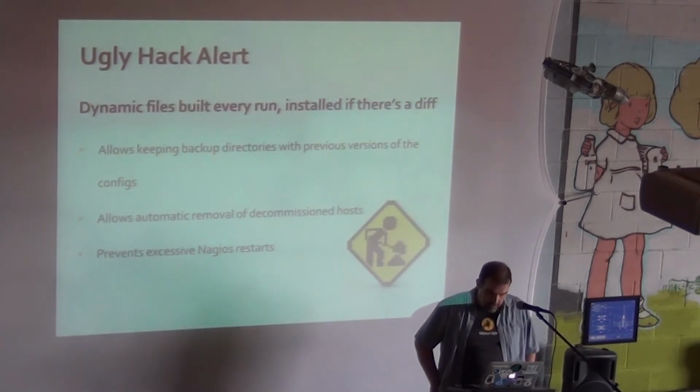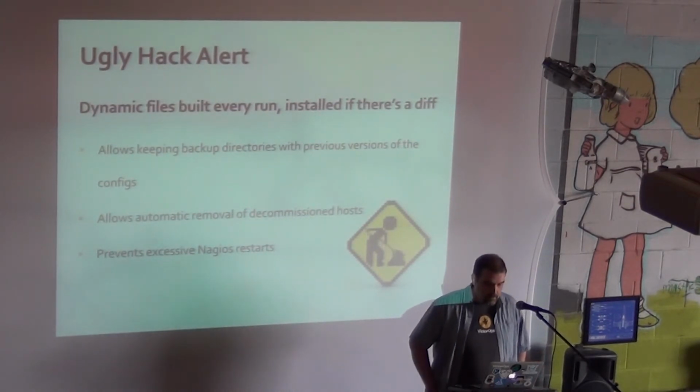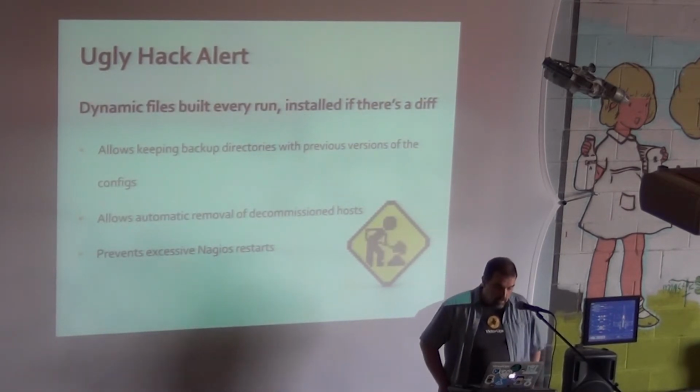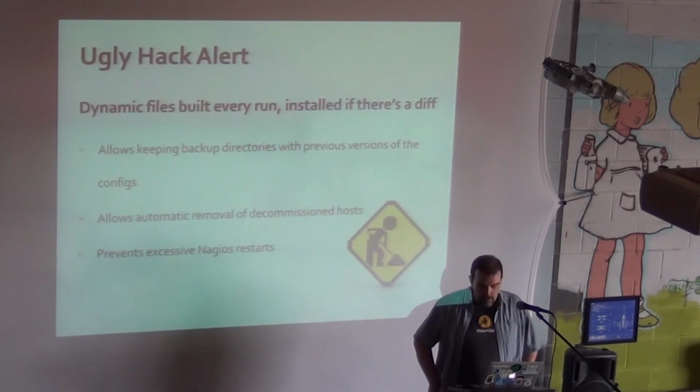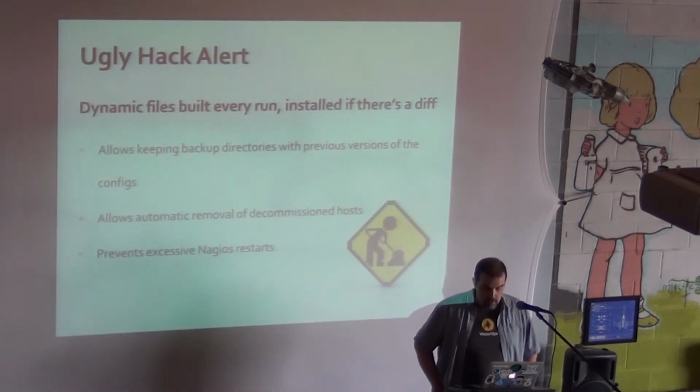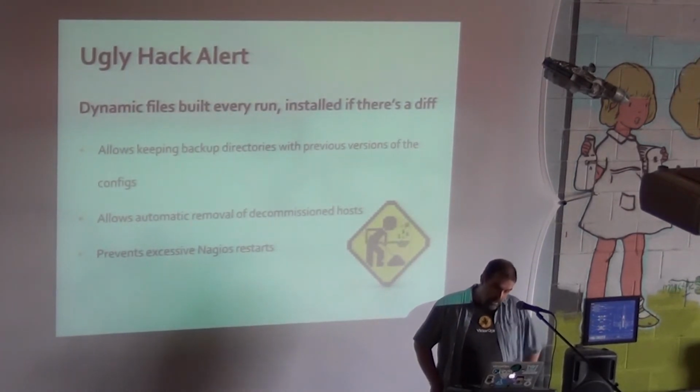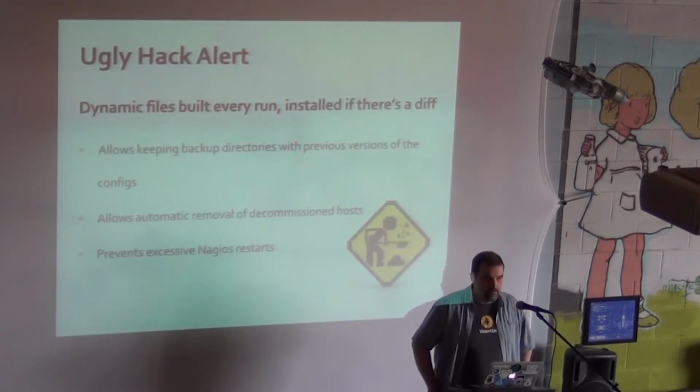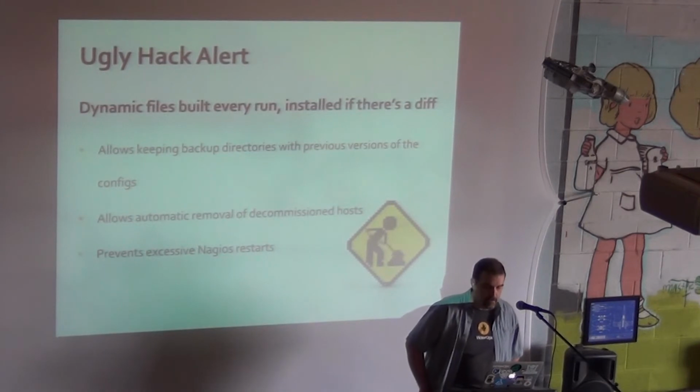It's not super clean, and it causes a bit of extra work for Puppet on the Nagios server, since it has to render the files at every run, whether there's a change or not. But it does keep the config up to date, and it does prevent restarting Nagios all the time. Plus, I can save off the previous revision of the config and quickly restore it manually if something goes haywire with the Puppet policy.